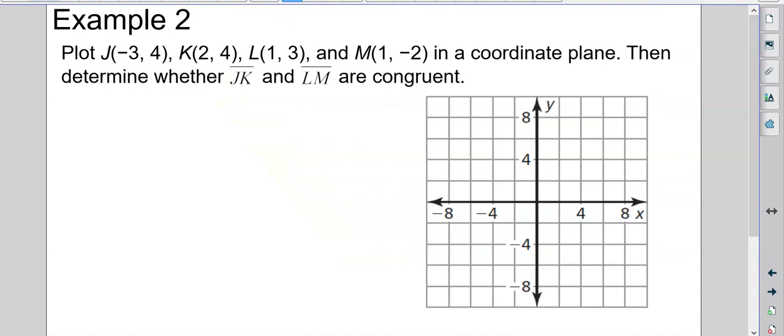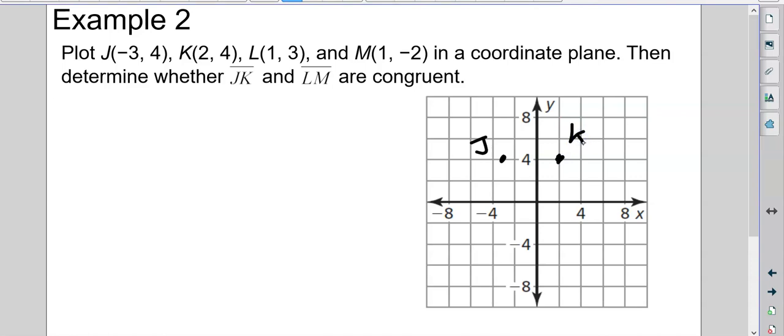So again, we're plotting again. So (-3, 4). So we're going to go left 3. Again, remember, we're counting by 2's here. So -3 is going to be in between. There's going to be -3, 4. 4 is going to be on that line right there. Right? So that's K.